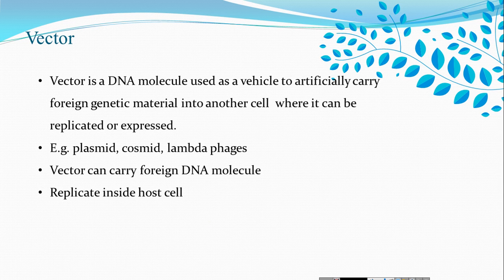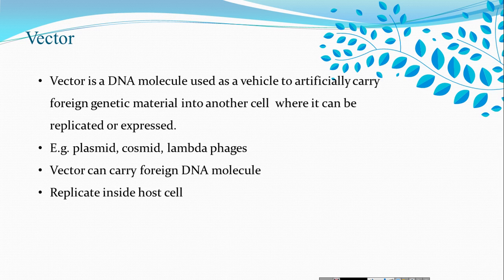Likewise, the last tool of genetic engineering is a vector. A vector is a DNA molecule used as a vehicle to artificially carry foreign genetic material into another cell where it can be replicated or expressed. Generally, vectors used for genetic engineering purposes are DNA, and these are extrachromosomal or extranuclear genetic material, which are generally found in lower organisms like bacteria or viruses.